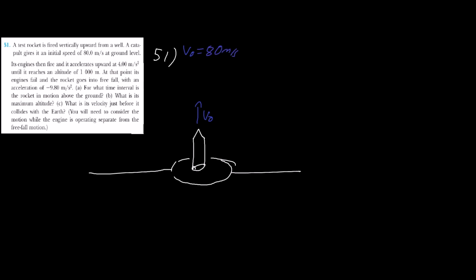So you have a rocket. Let me draw the rocket here. And this rocket is going to be fired from the well, whatever that well is. Okay, there we go. Beautiful rocket. And this rocket has an initial speed or velocity, if you're talking vectors, v naught being, and I'm going to use the variables here, 80 meters per second. Its engine accelerates at 4 meters per second squared.